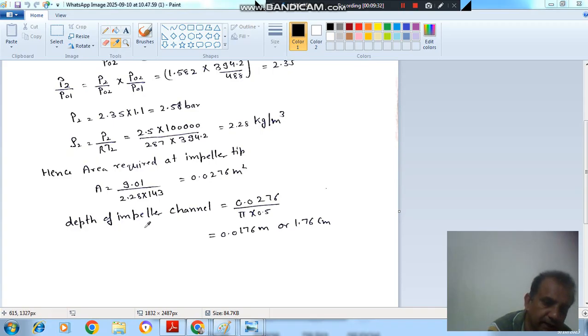Okay, so that will come out as 2.0276 meters, and the depth of impeller will be area by pi d, because area is pi d into depth, d is diameter, and suppose dt is depth, so this will be the depth. So the answer is 1.76 centimeter.